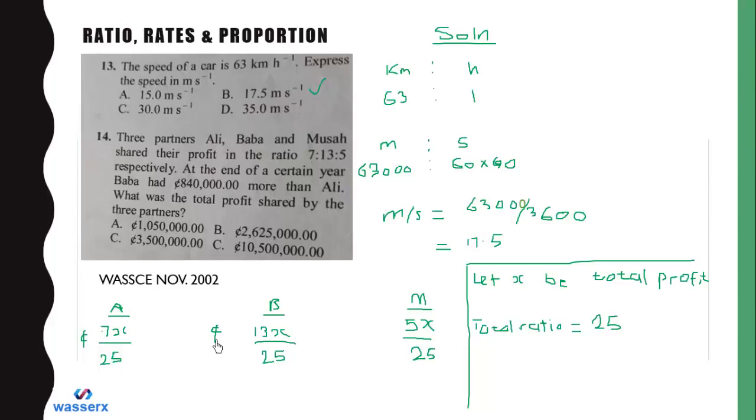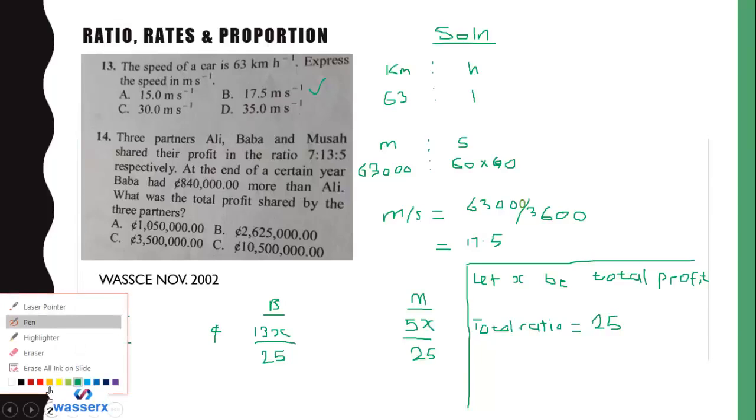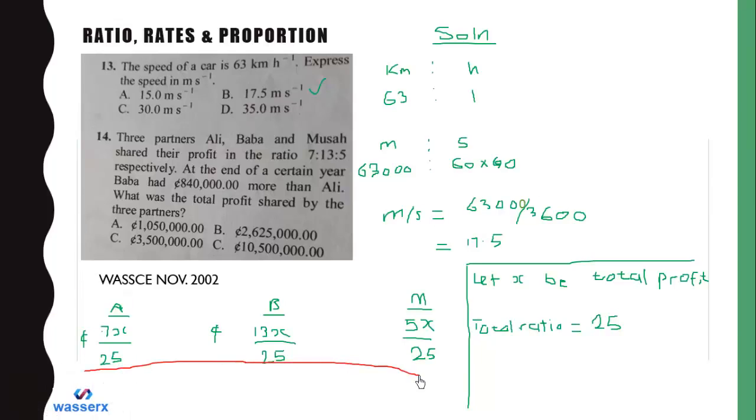But we were told that in a certain year, Baba had 840,000 more than Ali. So we have to compare the two of them, their shares. So it means that when we add 840,000 to Ali's share, it will equate Baba's share. So Ali's share plus 840,000 will be equal to Baba's share, which is 13x over 25.